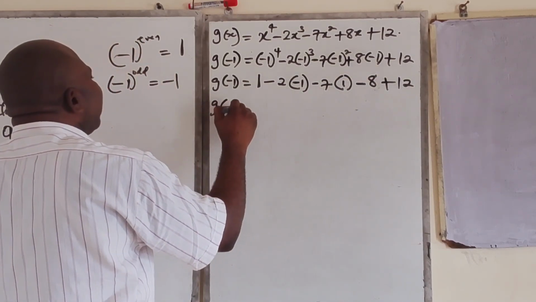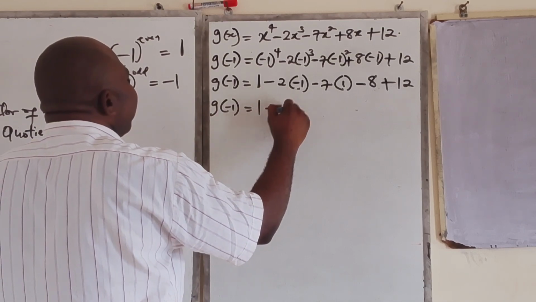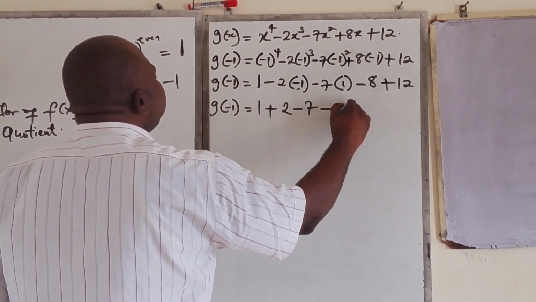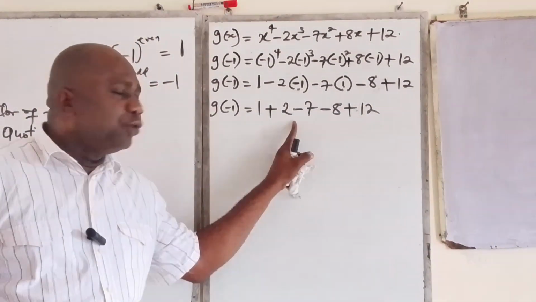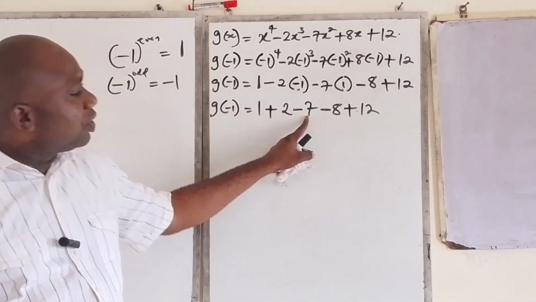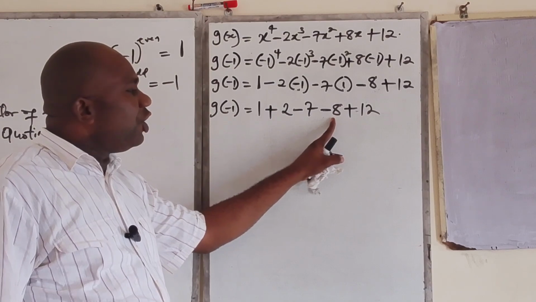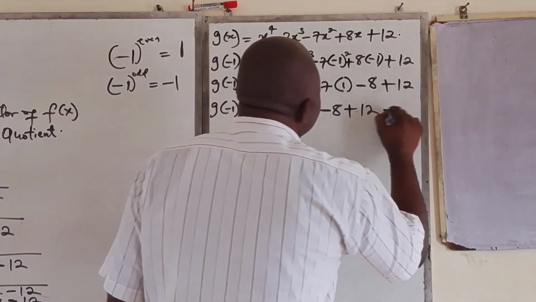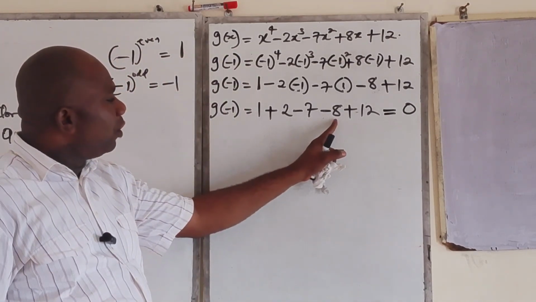So it means g of minus 1 will be equal to 1. Minus times minus is plus. Here we have 2 minus 7 minus 8 plus 12. Now let's look at this. 1 plus 2 is equal to 3. 3 minus 7 is minus 4. Minus 4 minus 8 is minus 12. And minus 12 plus 12 will give us 0. Yes, minus 12 plus 12 is 0.